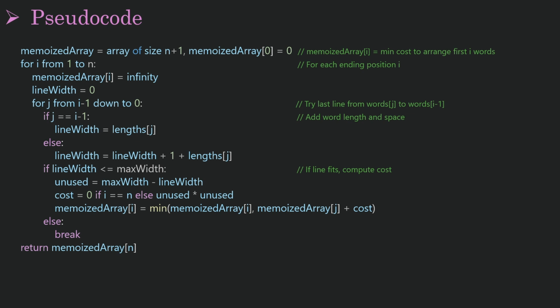Let's see the pseudocode. Memoized array i equals min cost to arrange first i words. For each ending position i, try last line from words j to words i minus 1. For j from i minus 1 down to 0, add word length and space if not first word. If line fits, compute cost. This pseudocode computes the minimum cost by trying different starting points for the last line, calculates the line's width, and updates the memoized array with the minimum cost found.